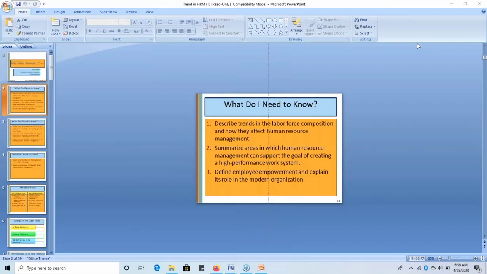Then you also summarize the area in which all this human management can support the goals of the organization through higher performance of work system. Then from there you define the employee empowerment and explain its role in the modern organization.